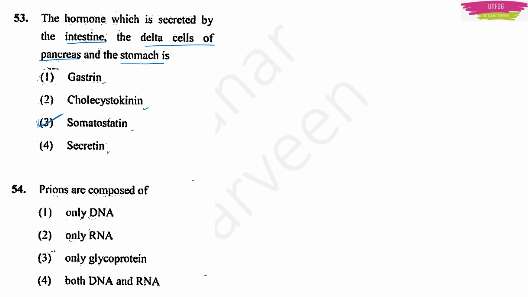So the next question we have is, prions are composed of option 1 only DNA, option 2 only RNA, option 3 only glycoprotein and option 4 both DNA and RNA. So prions are actually abnormally folded infectious proteins, and these do not have DNA or RNA. Basically nucleic acids are absent in the prions.